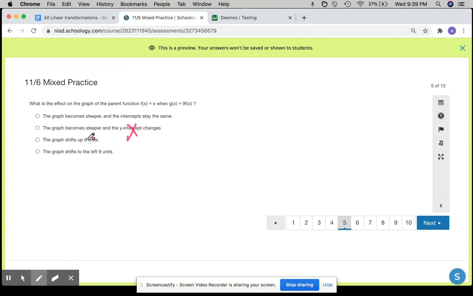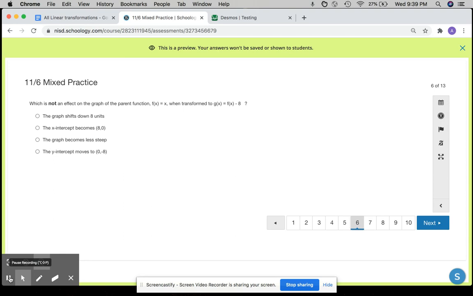The graph shifts up 9 units? Not up 9 units, because it's not addition on the outside. The graph shifts to the left 9 units. That's not correct. That would be on the inside of the parentheses. So the graph becomes steeper would be the correct answer.